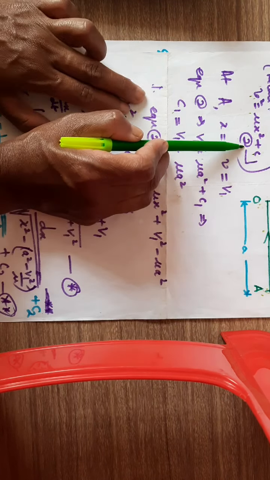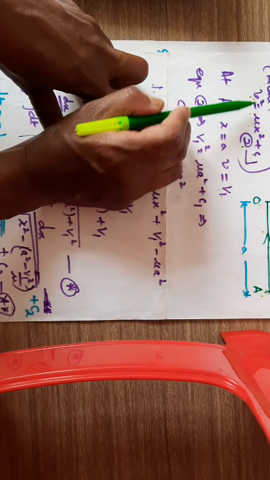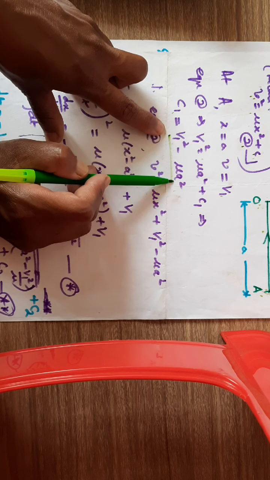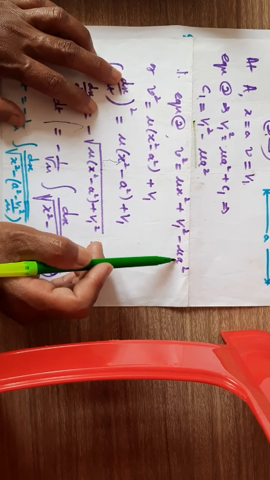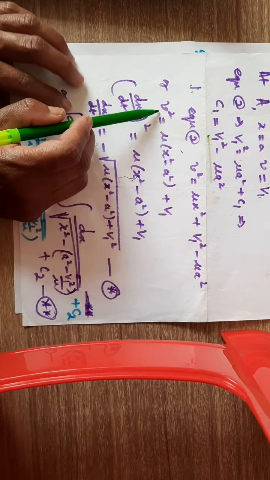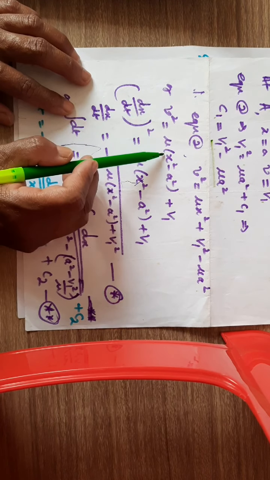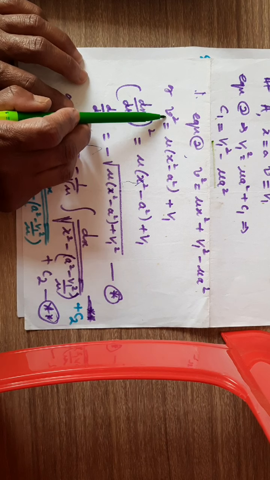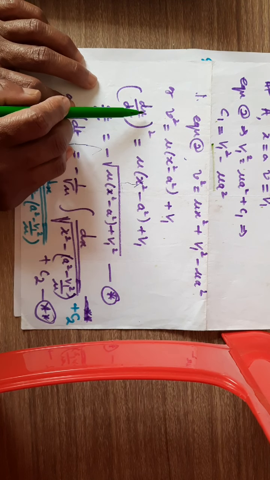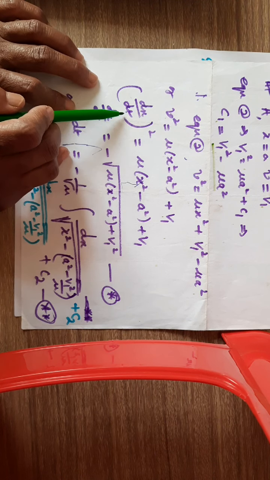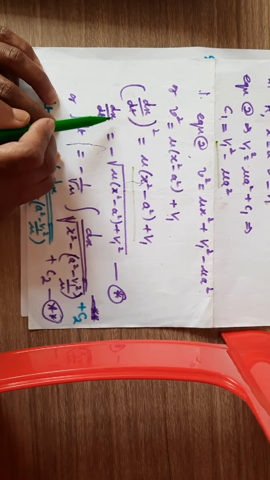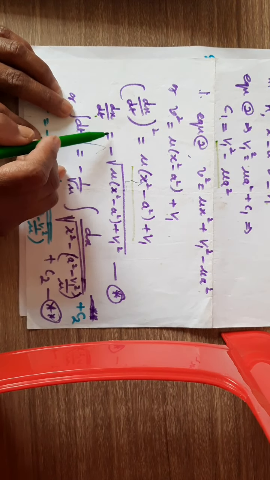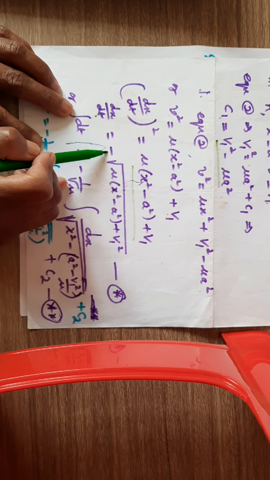Now equation 2 becomes v square is equal to mu x square plus, what is the value of c1? You replace it by this, so you'll get v1 square minus mu a square. And on simplifying this one, you'll get v square is equal to mu into x square minus a square plus v1 square. Now again we represent the velocity as dx by dt, the whole square is equal to this. Now here dx by dt, take the square root of this one. And on taking the square root, in this case it will be negative square root. Why?